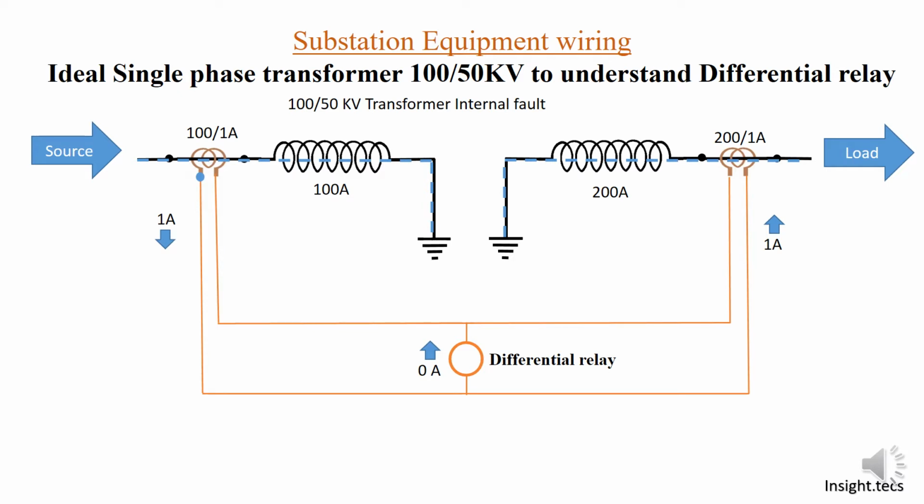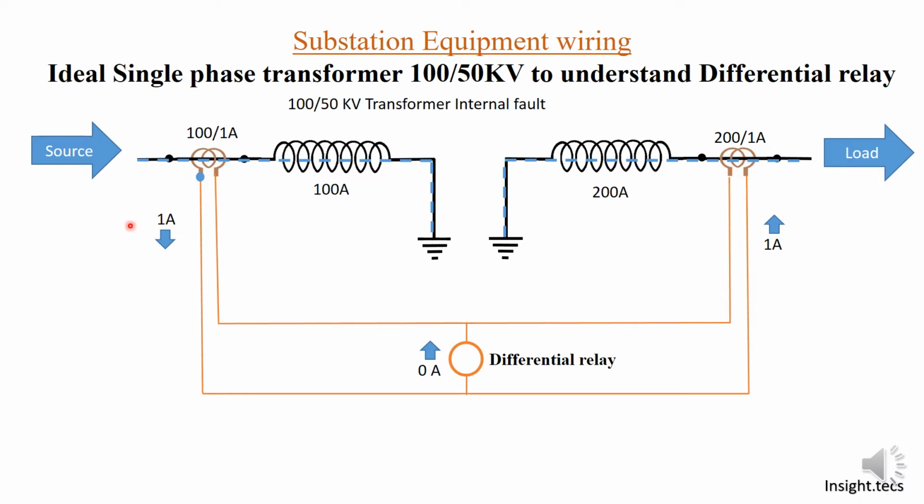But before going into that, just a quick recap of a single-phase transformer differential relay operation. For example, we had taken a 100 by 50 kV transformer, and let us see how the differential relay operates for an internal fault occurring inside it. For this transformer, we have a 100 by 1 ampere CT on the primary side, and on the secondary side we have a CT of 200 by 1 ratio.